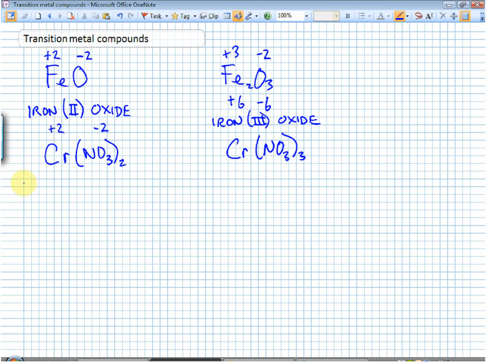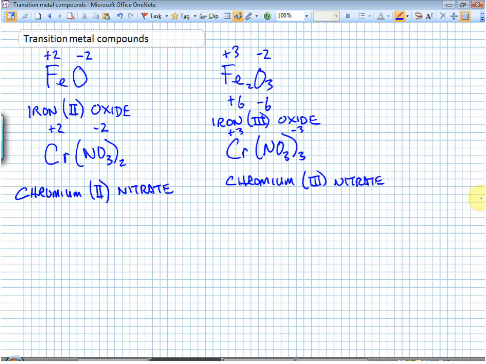So this compound is called chromium(II), Roman numeral 2, telling the charge on the chromium, nitrate. Again, we named the ion. This one, you've probably already figured out: 3 nitrates, a -3 total charge from the 3 nitrates, has to be balanced by a +3 from the chromium. Therefore, this one is called chromium(III) nitrate.